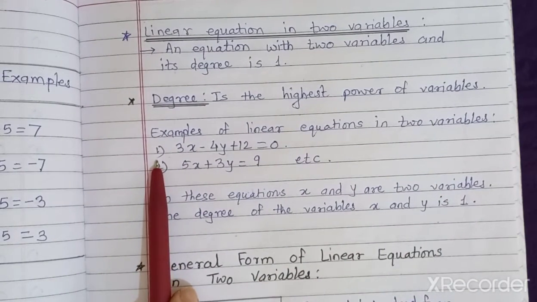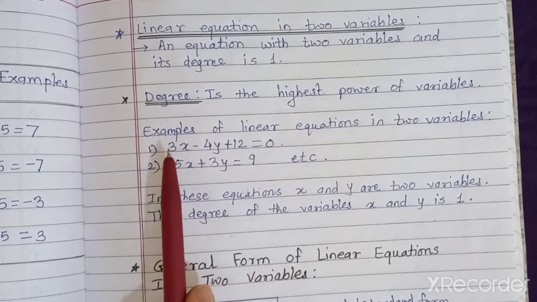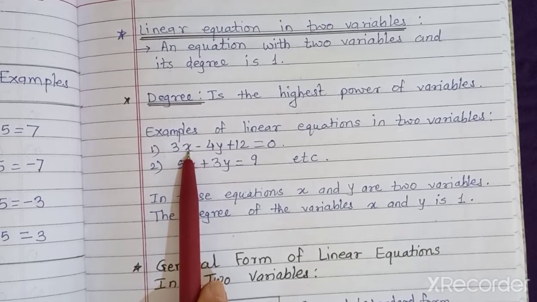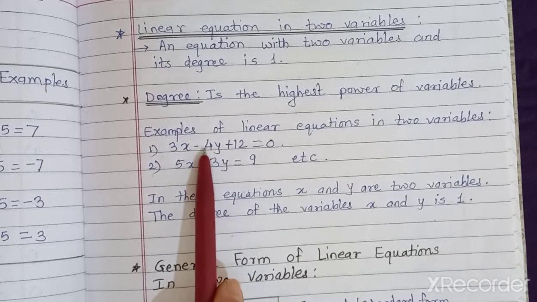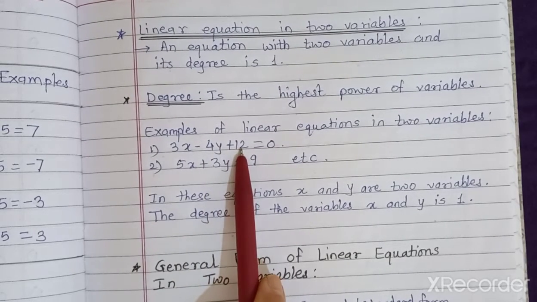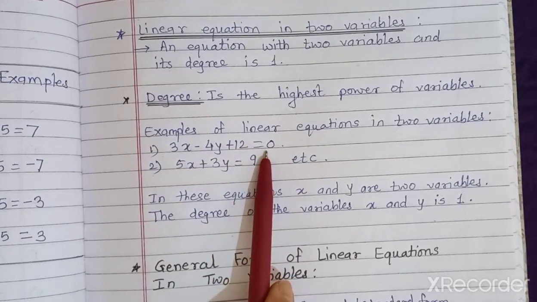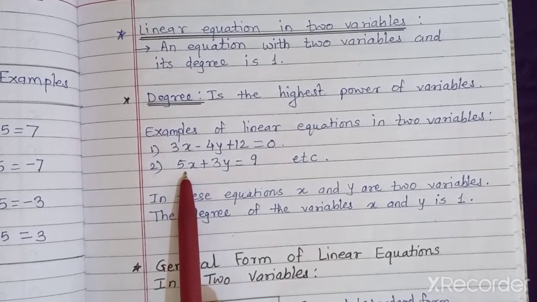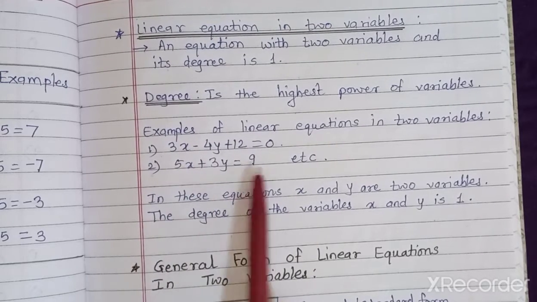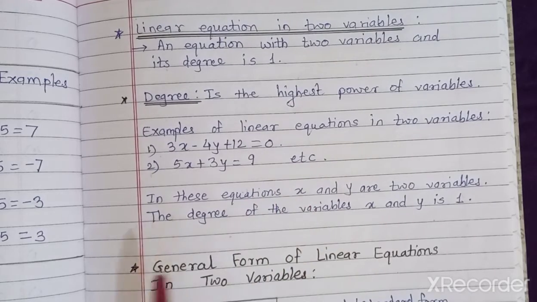Now examples of linear equations in two variables. Example number 1, 3x minus 4y plus 12 is equal to 0. Here 3 is a coefficient of x. Okay, and in the second term minus 4 is the coefficient of y and 12 is the constant term. Okay, it is equal to 0. This is the first equation. Second equation is 5x plus 3y is equal to 9. Okay, so in this way you can take many other equations, etc.